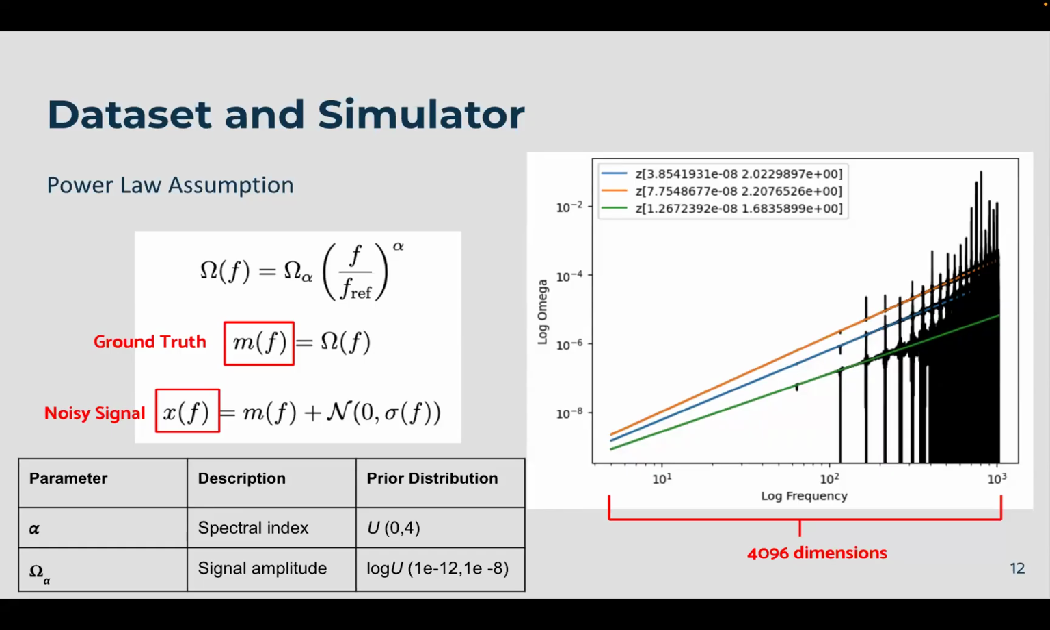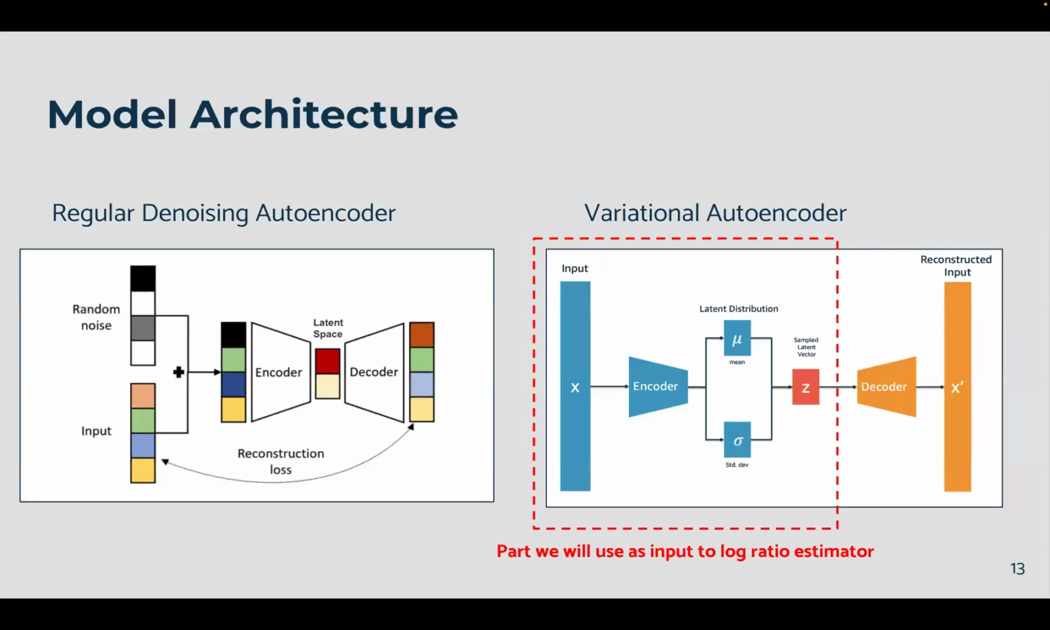So on the right here are just three example generated data points. The clean signal with the noise overlaying in black. As you can see, the noise varies a lot with the frequency. Ultimately it ends up being a 4,096 dimensional data set. So to shrink this down, you can go to the next slide. We use an autoencoder structure, which works well for this kind of task.